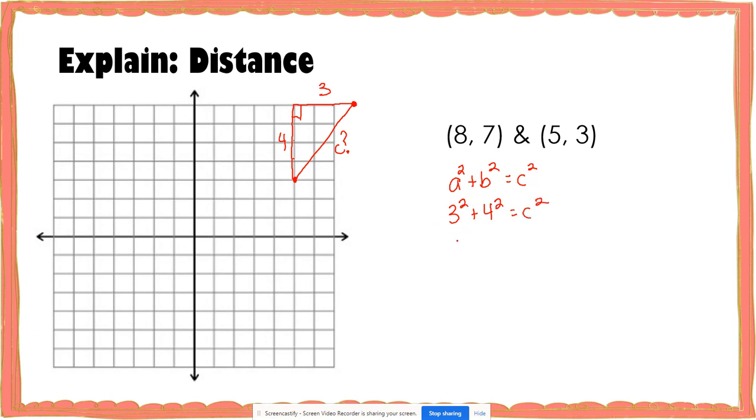When I have 3 to the second power, I know that that equals 9. 4 to the second power equals 16, and then I have equals c squared. When I add 9 plus 16, I get 25. So 25 is equal to c squared. Well, I need to take the square root of both sides of this equation, which leaves me with c equals, and 25 actually is a perfect square, so this is going to give me an exact answer, and the square root of 25 is 5. So that means that the exact distance between these 2 points is 5 units.